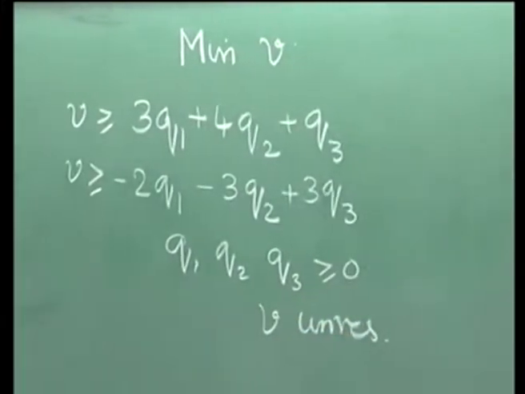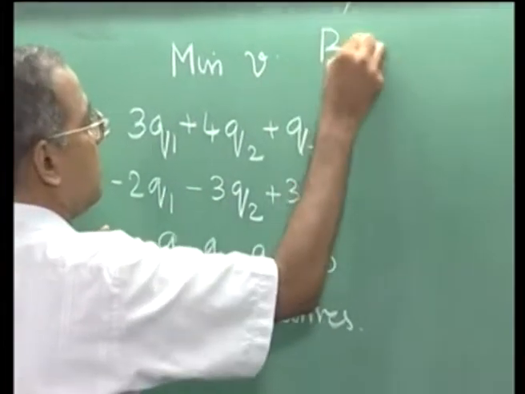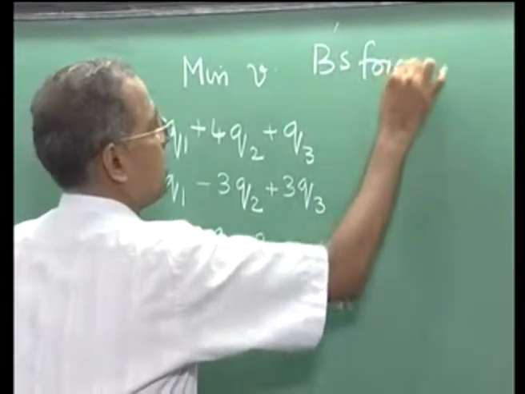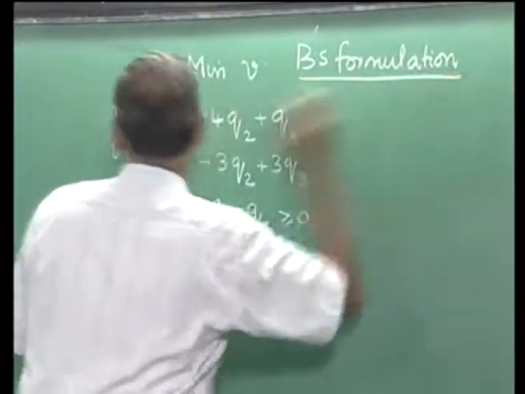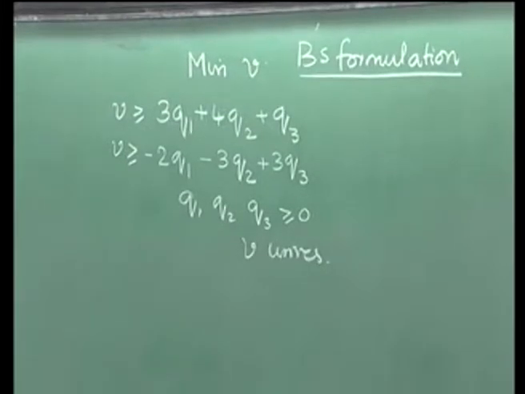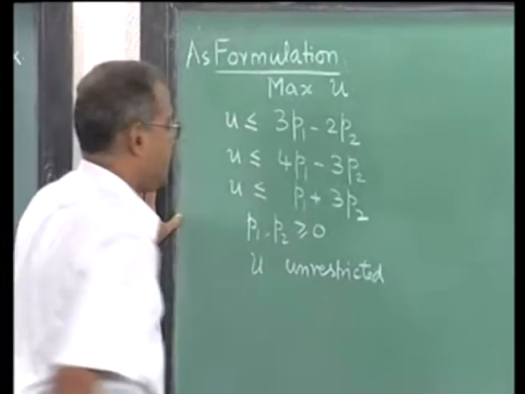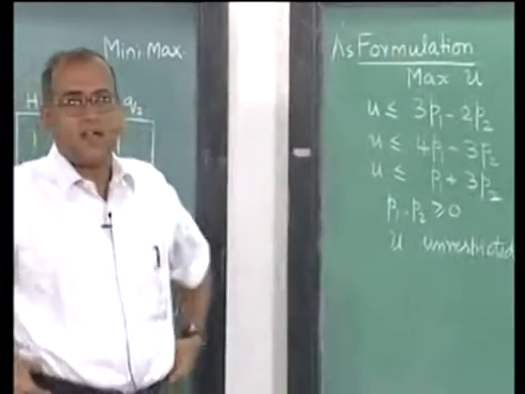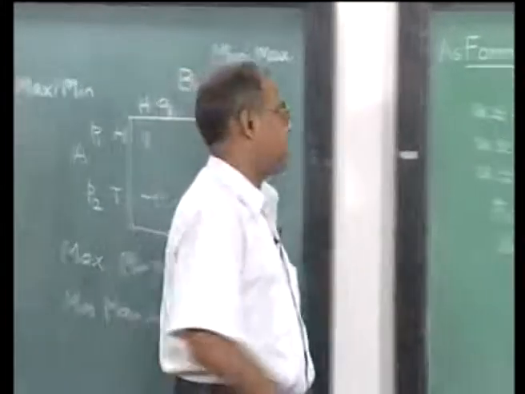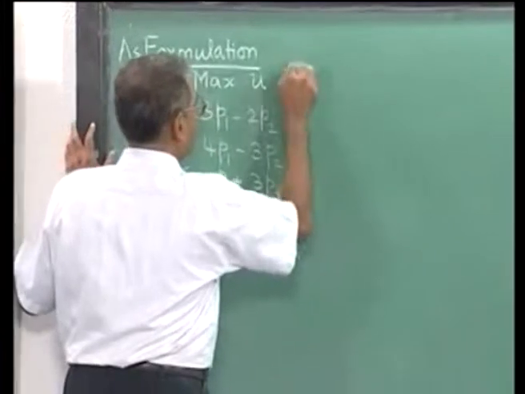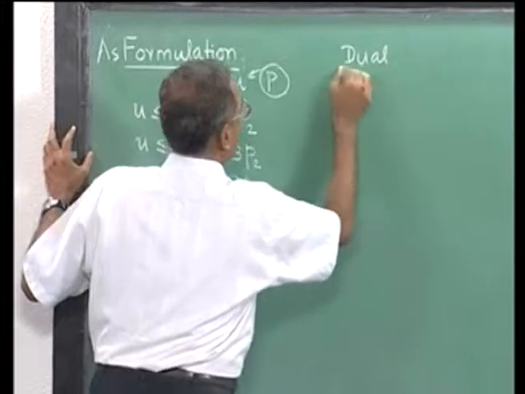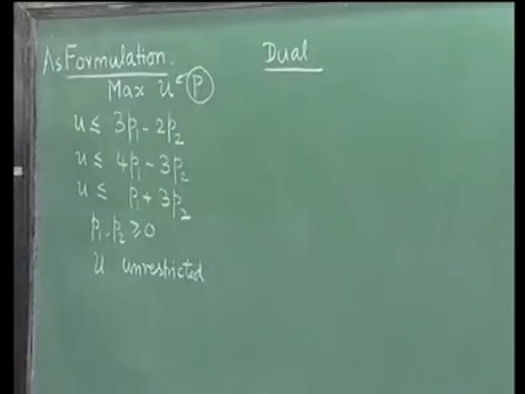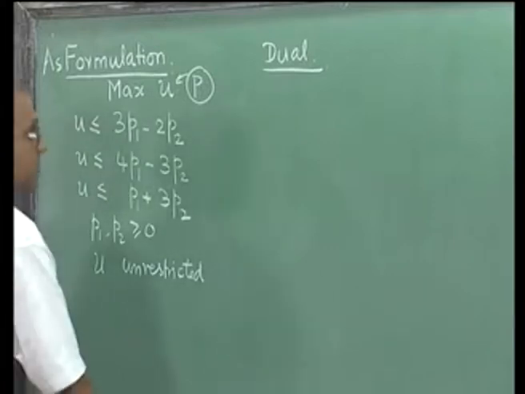Now, this is B's formulation. Now, let us go back, this is A's formulation. Let us go back to this problem and then try to find out the dual of A's problem. So, we call this the primal, and so the dual of A's formulation. Now, in order to write the dual of A's formulation, we need to first rewrite this primal.